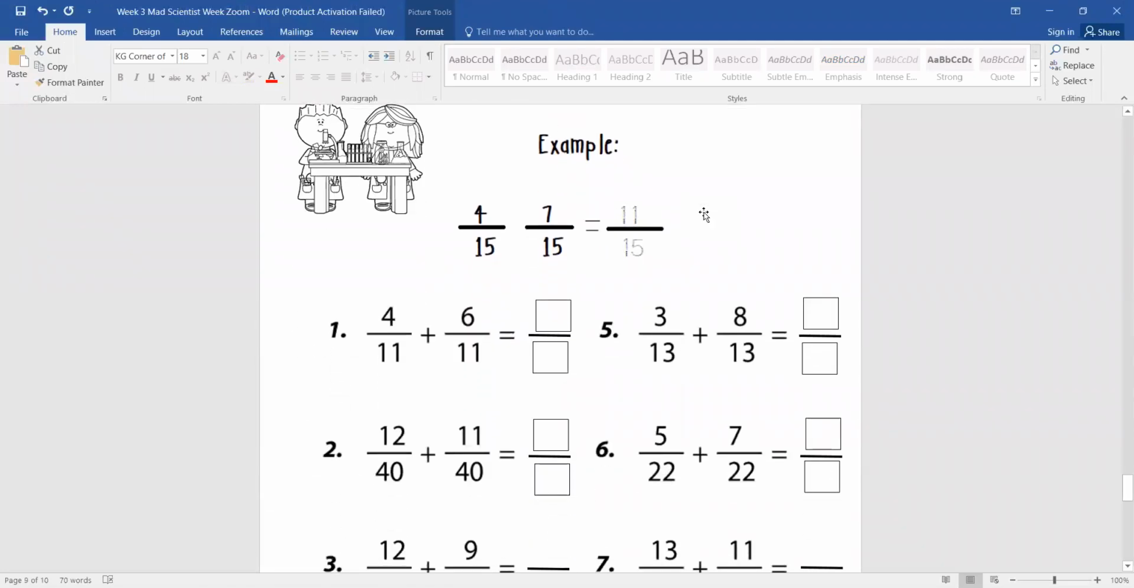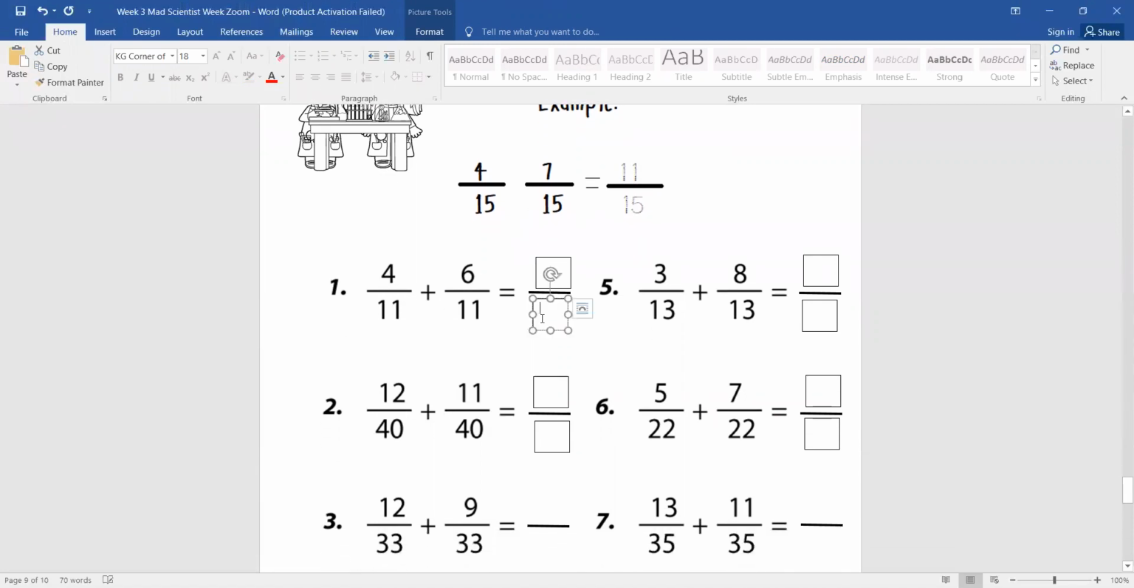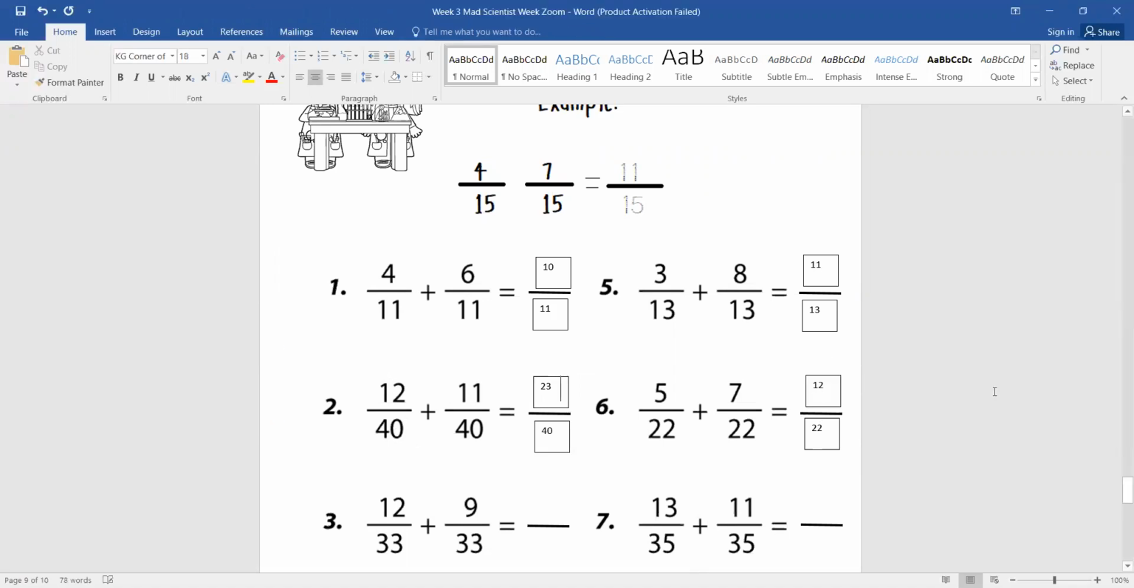And here we're going to be adding fractions with the same denominator. This is pretty easy as the denominator stays the same. So it's always going to be whatever's at the bottom. Since these two are the same, see there's 11 here and 11 here. So that means 11 stays. Now we just have to add the top. 4 plus 6 is 10. So again over here, 13, 13, 13. 3 plus 8 is 11. We'll do 2 more. So 40, 40, so this stays 40. And then 12 plus 11, so 2 plus 1 is 3, 1 plus 1 is 2, so 23. And over here, 22, 22, 22, and 5 plus 7 is 12. Okay, and you guys can finish the rest of this too.